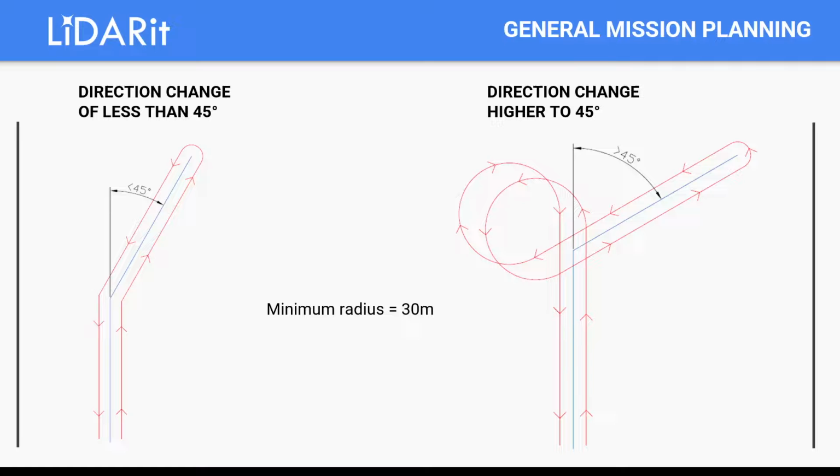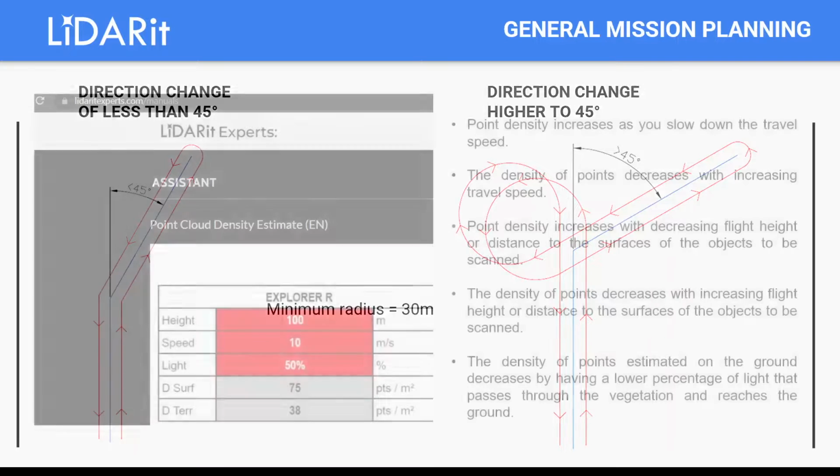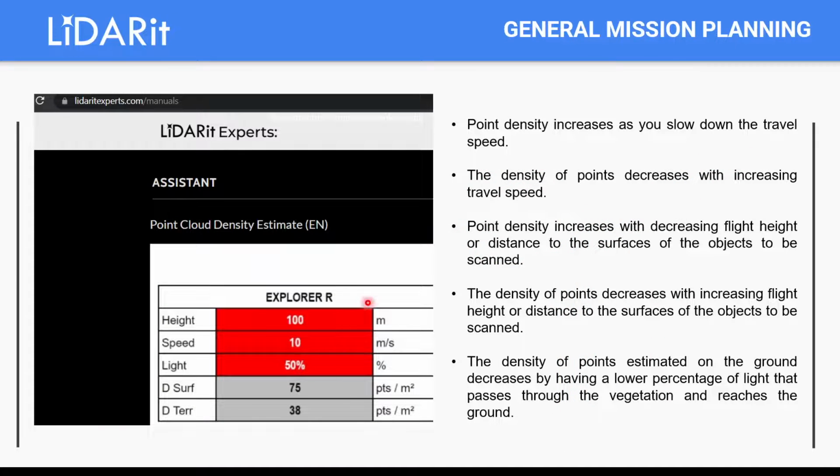For drone flights, the height, the speed, and the distance between lines are defined using the point density calculation wizard, located on the website lideratexperts.com/manuals. In this wizard, the fields shown in red are used to enter the necessary data for the calculation, and the results are obtained in the fields shown in gray. The relationship between the different variables are as follows.